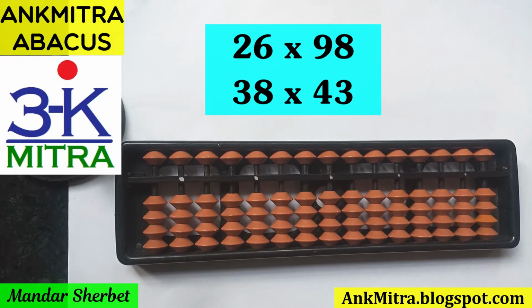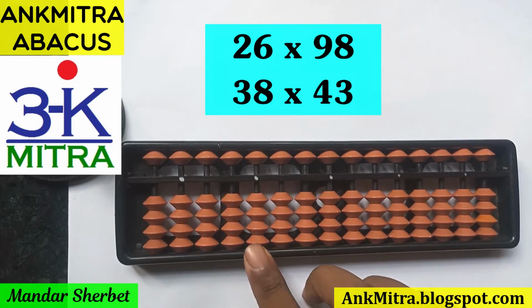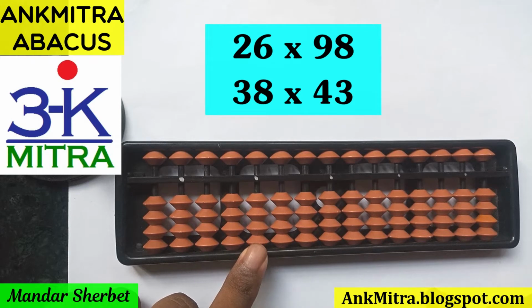Now, as the procedure I have explained in the previous videos involving 2-digit into 2-digit multiplication, the procedure starts from the 4th rod, because the total number of digits in play here, 2 digits here, 2 digits there, is 4. So the multiplication calculation on the abacus will start from the 4th rod. This being our first rod, second, third, fourth, this is where our multiplication will start.